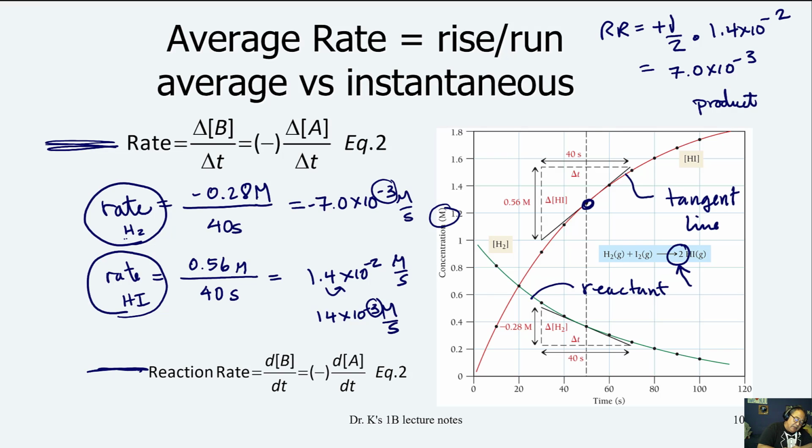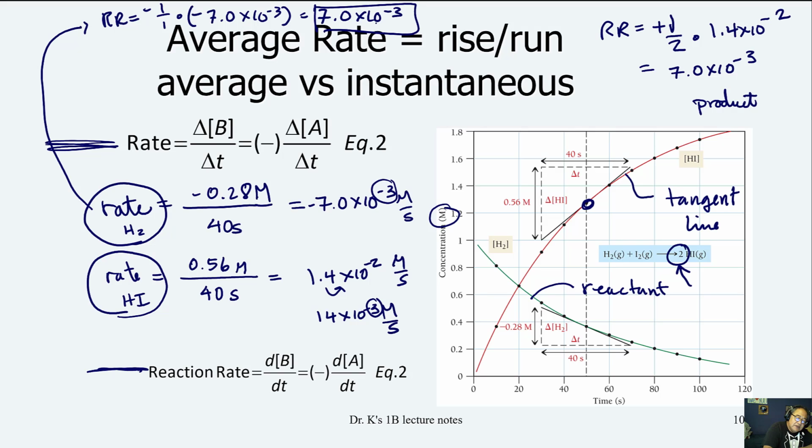Now, if I'm going to do the same thing with this data, then I'm going to say the reaction rate is equal to minus 1 over 1 times, should have made the slide bigger. Sorry, didn't realize it was going to get so crowded. Times negative 7.0 times 10 to the minus third. And that's going to be 7.0 times 10 to the minus third. And what you should notice is that these numbers are the same.